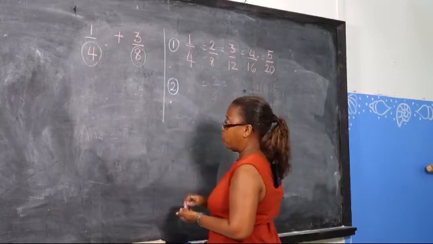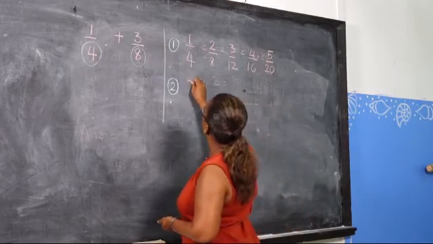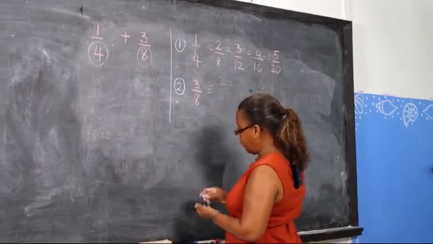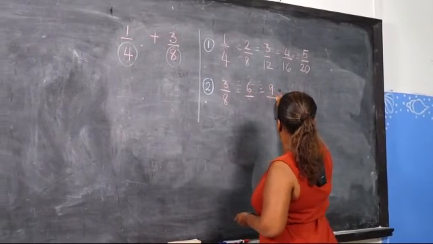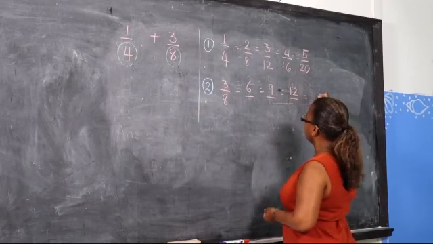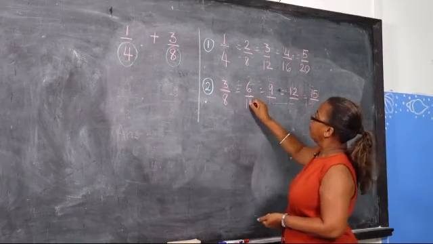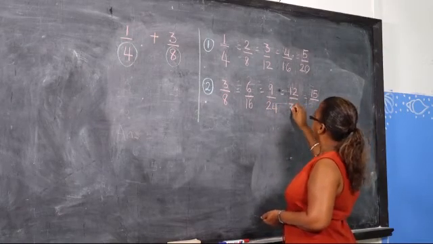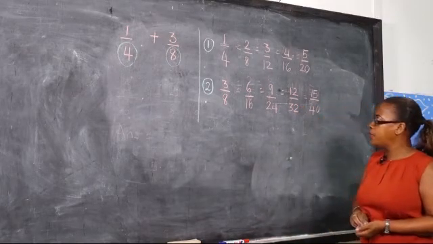Number 2. We'll find the equivalent fraction of 3/8. So we have 6, 9, 12, 15, 8, 16, 24, 32, 40. So now let us look.